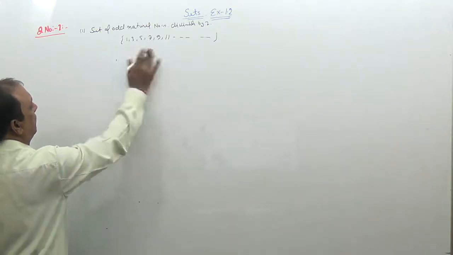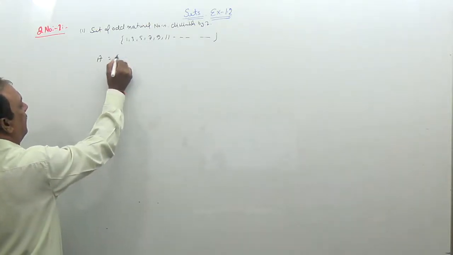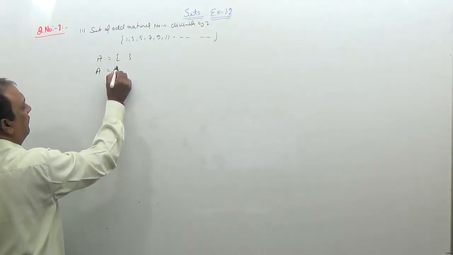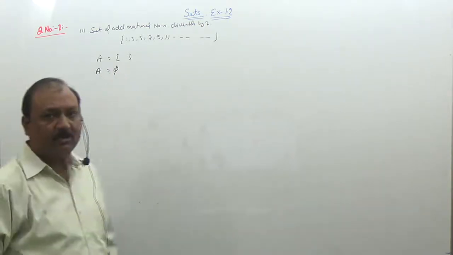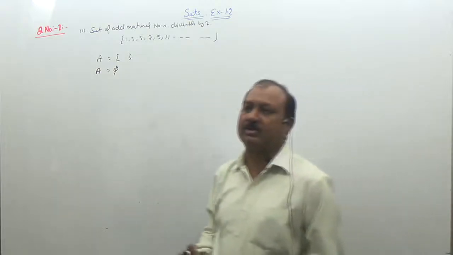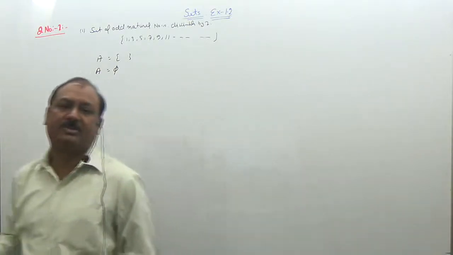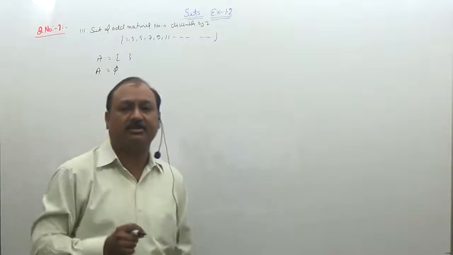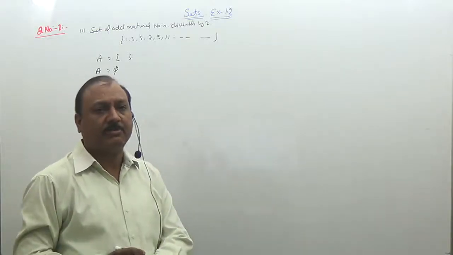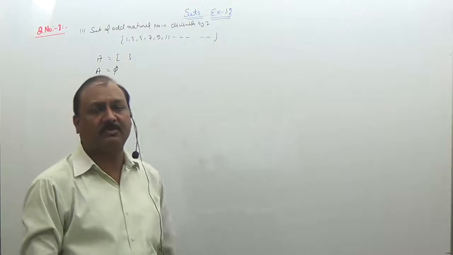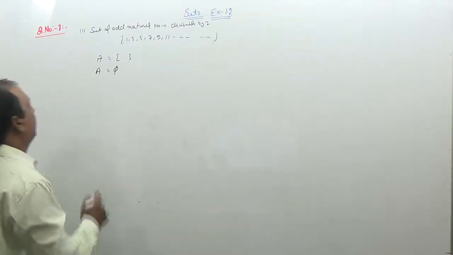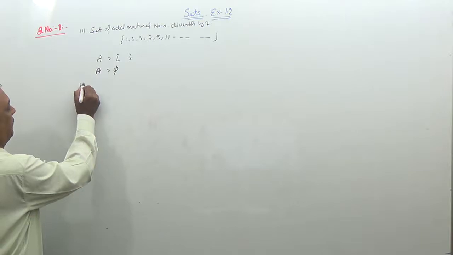So when we represent this set as A, there is no element in this set, that is, this is the phi set or null set. So it is verified that the given set is the null set because there is no number which is odd as well as divisible by 2. We will not find even one element here, because no odd number is divisible by 2. So this is the first part.